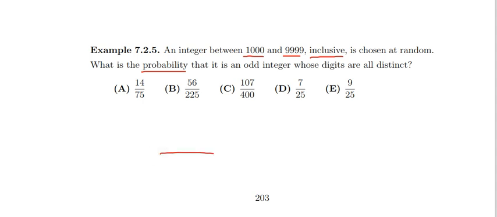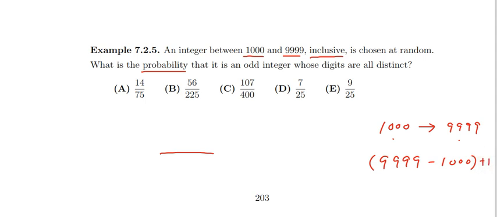So we just say from 1000 to 9999, totally how many numbers? From this integer to this integer, how many numbers? We just say this minus this plus 1, right? So it equals 9999 minus 1000 plus 1. Don't forget the plus 1.